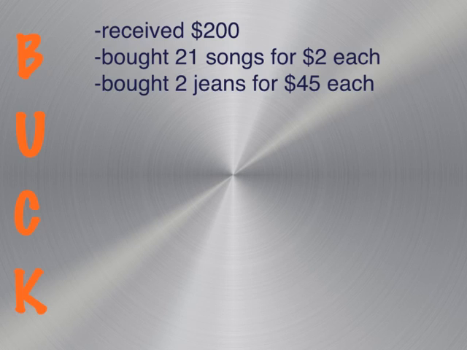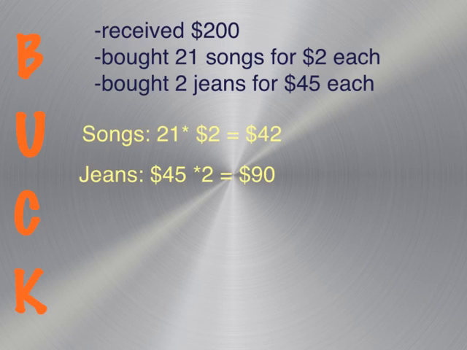So after following buck, this is the important information you should have found. That he received $200, that he bought 21 songs for $2 each, and he bought 2 pairs of jeans for $45 each. So let's look at the first part. The songs cost $2 each, and he bought 21 of them. Each is multiply. So for songs, he spent $42. The jeans, he bought 2 pairs of jeans, and each pair was $45. So again, each is multiply. So $45 times 2 is $90.